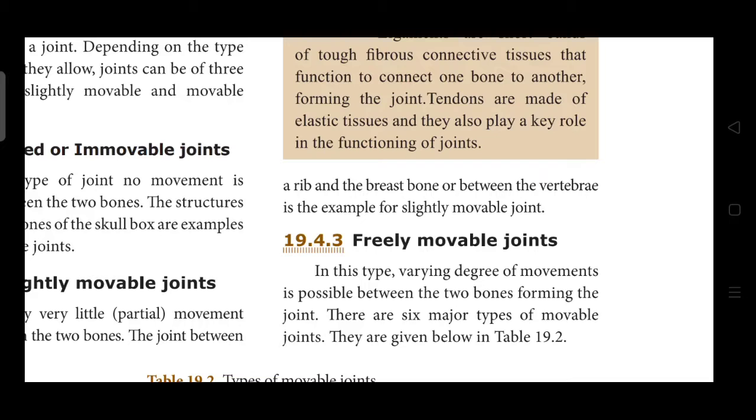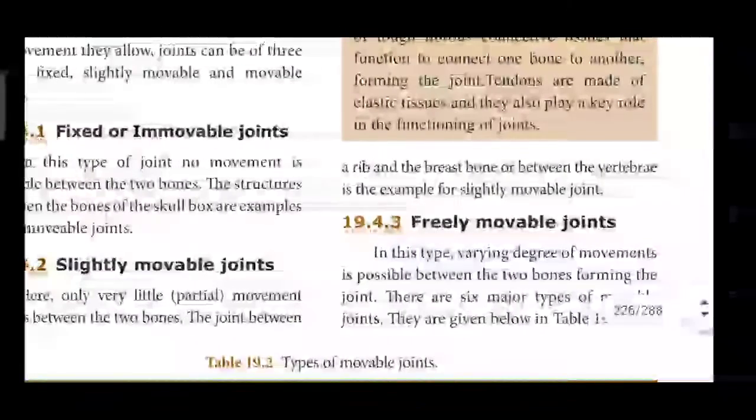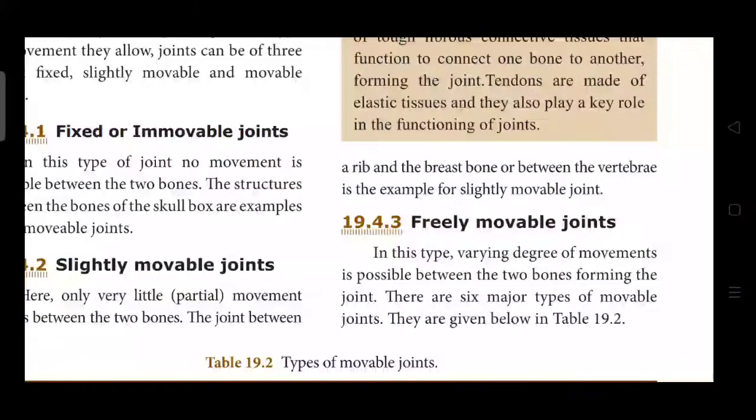The vertebrae are present in our vertebral column. In our vertebral column there are 33 vertebrae. The bones of the vertebral column are called the vertebrae. Between the vertebrae there is a slight movement, so it comes under the slightly movable joint. Also the rib bones and the breastbone, the thoracic bone or chest bone as we can call it. The movement between that bone and the ribs also comes under slightly movable joints.